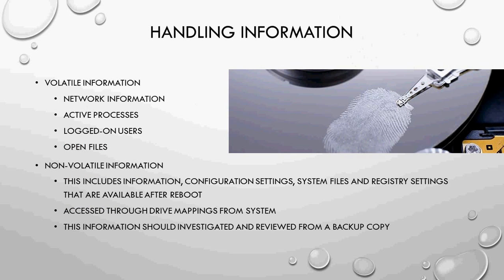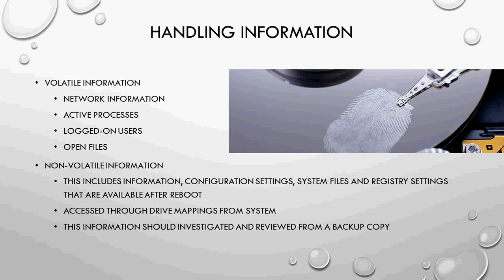Moving on further, as we know, there are two types of information: volatile information and non-volatile information. Open files, logged on users, active processes, and network information are some of the information which comes under volatile information. Whereas non-volatile information includes the files or the processes which would remain the same after the system is rebooted.